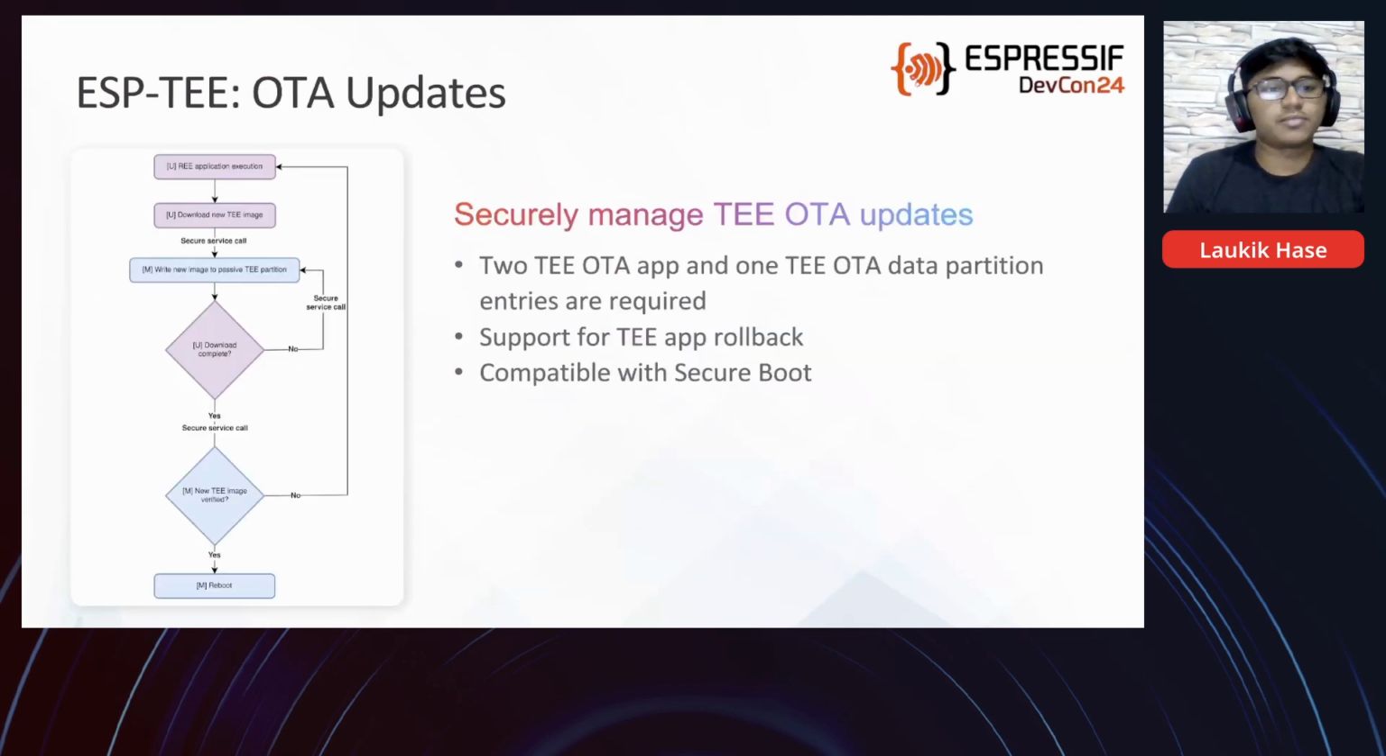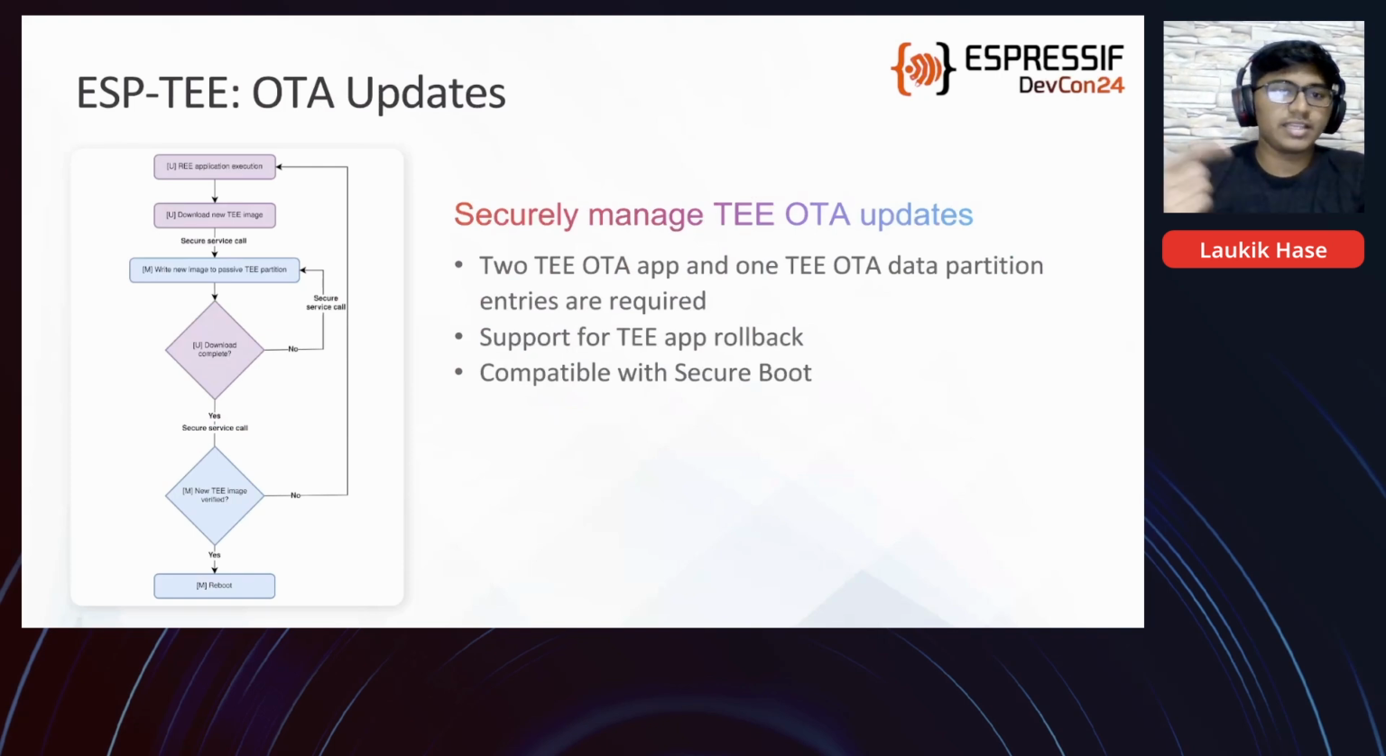Now, the next use case is the over-the-air updates for TEE, which is practically very essential for all devices that are going to be deployed in the field. TEE OTA requires configuring the device's partition table with two OTA application partitions and one TEE OTA data partition. The diagram on the left illustrates the TEE OTA process. The RE app is responsible for downloading the TEE OTA updates because the TEE app itself is minimal. However, since the RE does not have permission to write directly to the TEE flash region, it issues the appropriate service call to write the new TEE firmware to the flash.